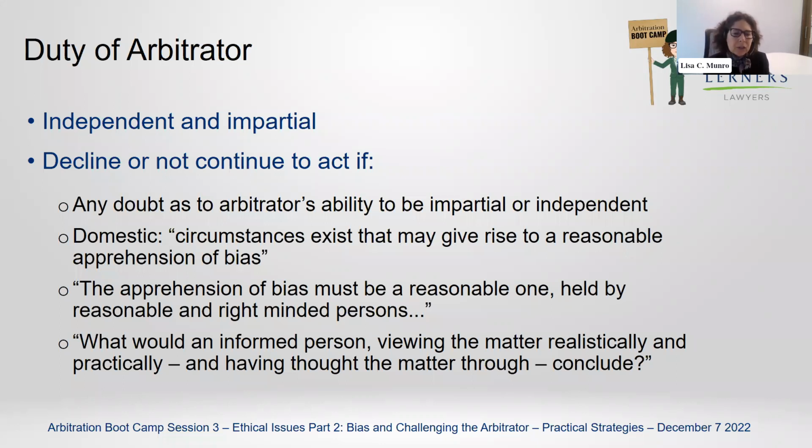And the interpretation of the international language has been assisted by a very important resource that I'm going to focus on in this presentation, and which I'll give you a link to at the end, called the IBA Guidelines on Conflicts of Interest in International Arbitration. And what it says about this justifiable doubts test is that the arbitrator is required to disclose facts or circumstances that may, in the eyes of the parties, give rise to doubts as to the arbitrator's impartiality or independence.